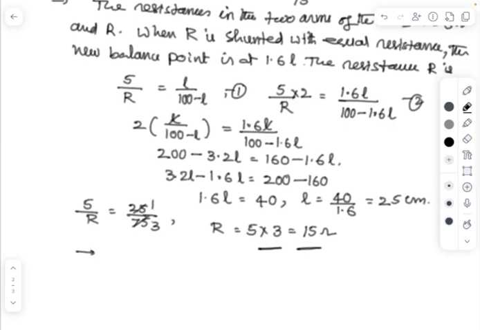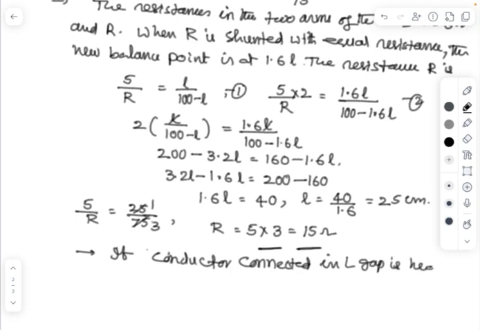If the resistance conductor connected in the left gap is heated, the balance point shifts towards right.